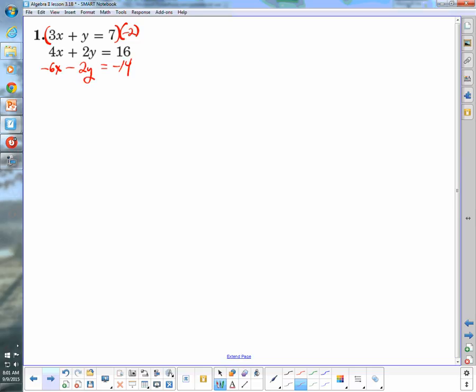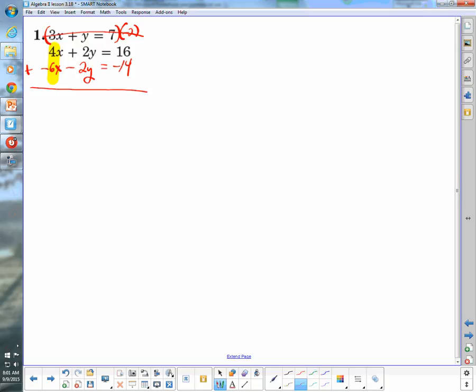Alright? Now then, here's the tricky part. We're done with this one. We are simply going to add these two equations together. So, let's go through here and get a marker so I can illustrate what we're doing. Alright, the first ones we're going to add together are these two.